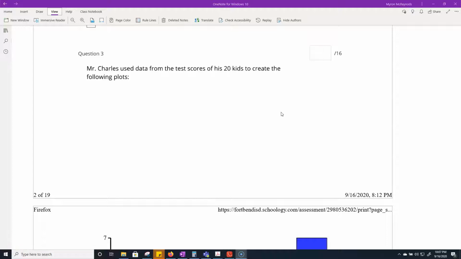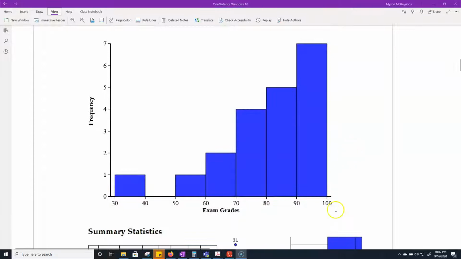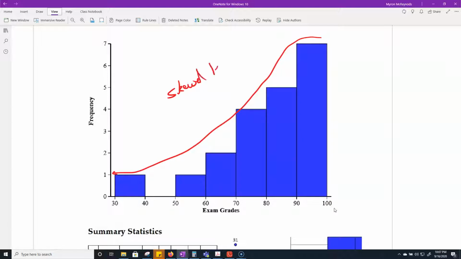All right, class, number 3 is one of the big problems on the test here. Mr. Charles used this data from test scores of his 20 kids to create the following plot. So we have a histogram right here, and you can see my exam grades. It looks like a lot of people made 90 to 100 on his, and it's going downward to the left. That tells me it is skewed left. So that is definitely skewed left.